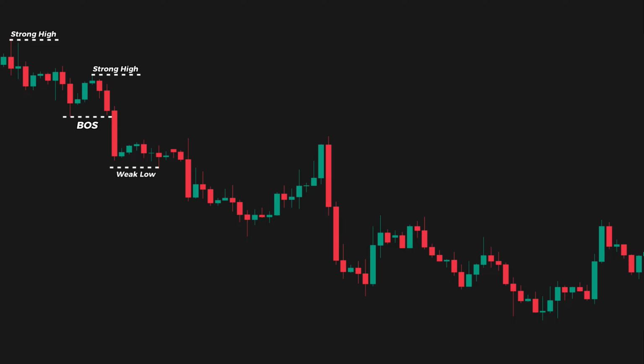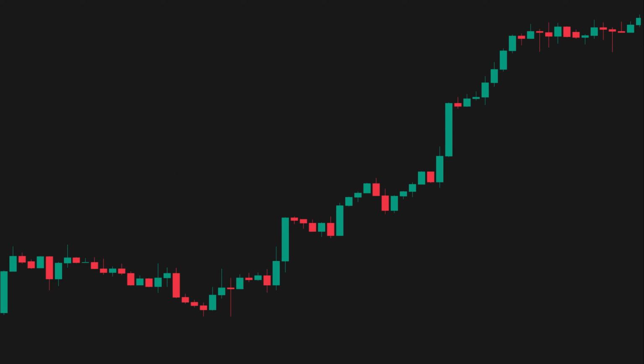Moving on, price makes another break of structure to the downside. It forms weak lows, which act as fragile support levels that are prone to further breakdowns. When one of these weak lows is violated, the market establishes a new strong high, reinforcing the downward trend. This cycle continues, where each pullback fails to break the previous strong high, leading to the creation of another weak low. With each break of structure to the downside, the market confirms the continuation of the bearish trend.